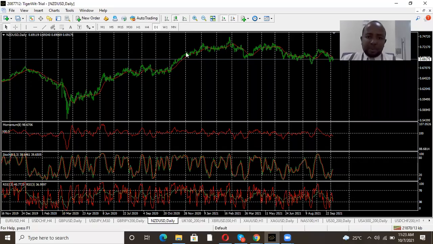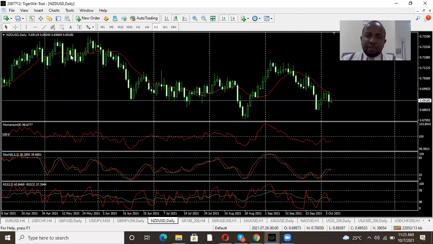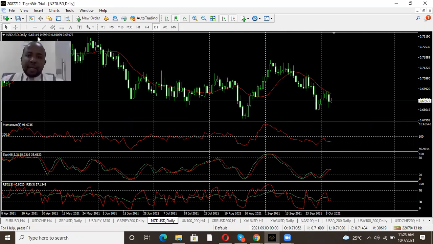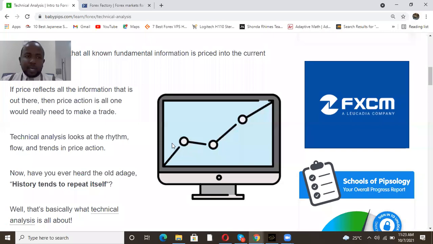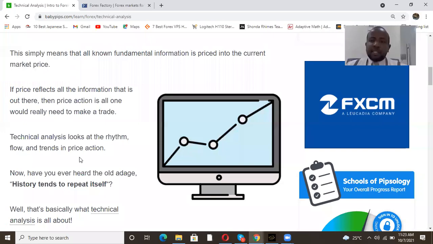So you can see the rhythm has been more of an uptrend. If I zoom in, the rhythm has been more of, look, it goes down, consolidates. This is called consolidation. Then it goes down again, breaks almost this support level. The support level goes up, then goes down. So most likely here, we are looking at a scenario whereby it might be looking to go up, because you can see the trend has been up, down, until finally it's able to at least get to a point where it's trending. So we are looking at the rhythm, flow, and trends in price action.